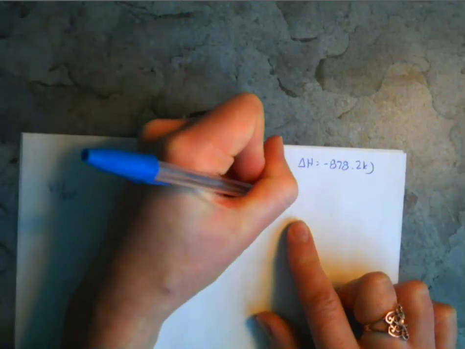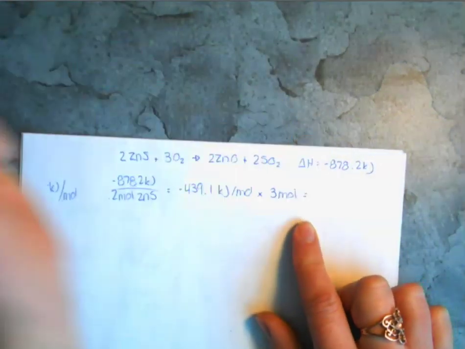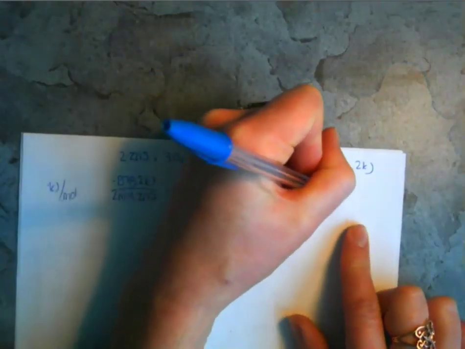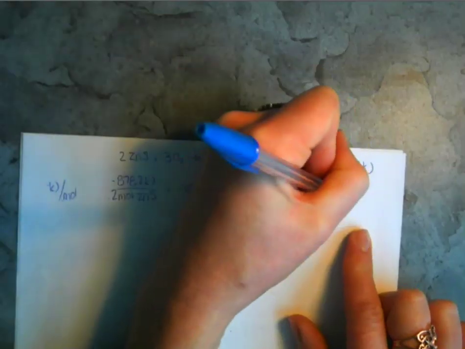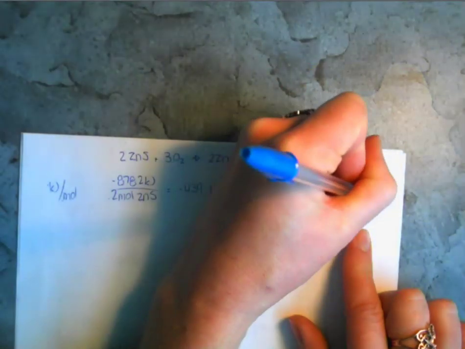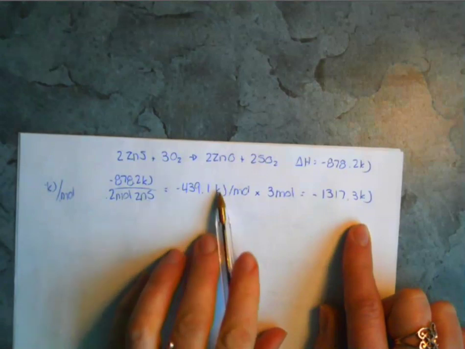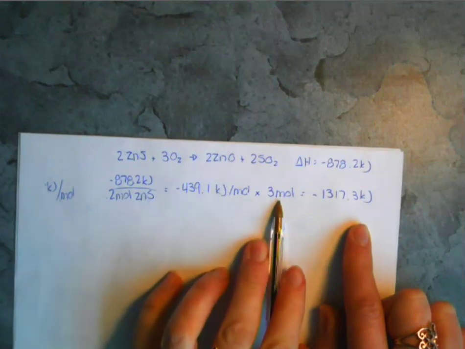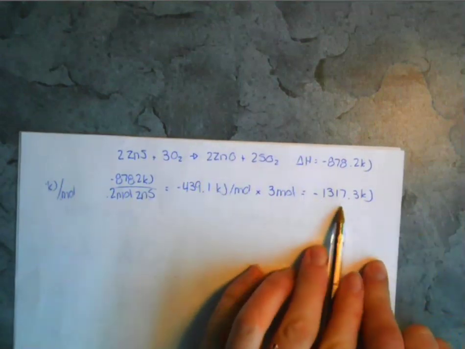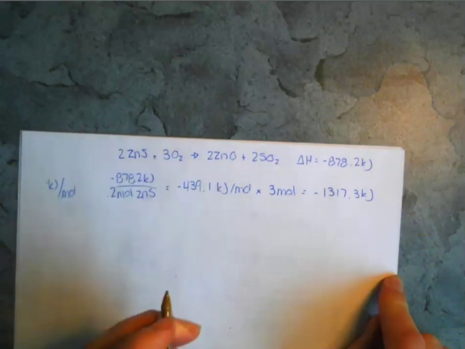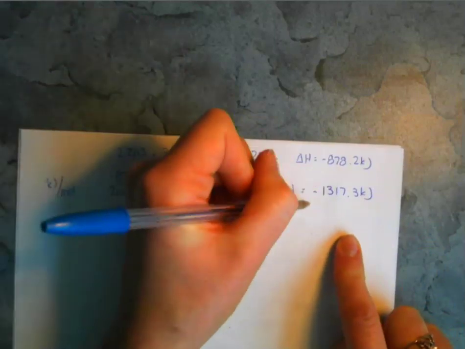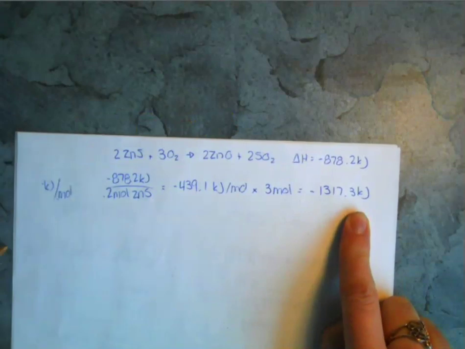So in this case, 3. And that gives you negative 1317.3 kilojoules total. Which makes sense, right? Because you had about 400 per mole. You have 3 moles, so that should be close to 1200 if we're just rounding and estimating, and we're about there. So that's your final answer, and then you just put it into sig digs.